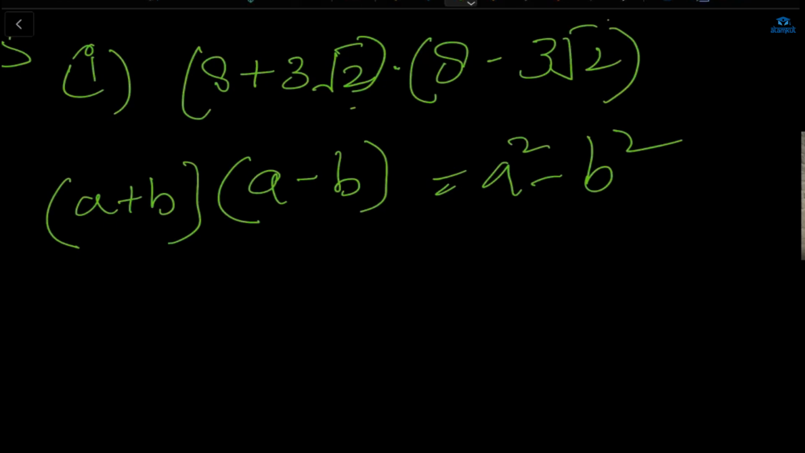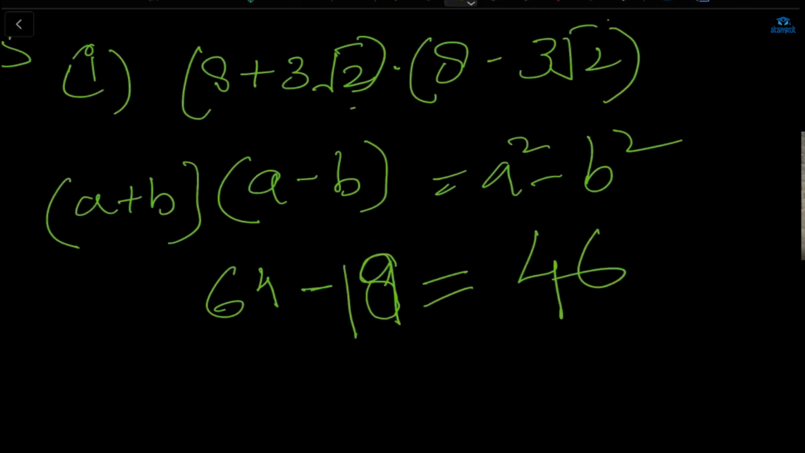So your answer will be a square, that is 8 square. 8 8s are 64, minus b square, 3 root 2 square. So 3 square will be 9 and root 2 square will be 2. 9 twos are 18. After subtracting, you will get 46. Have you understood? That was an easy one.